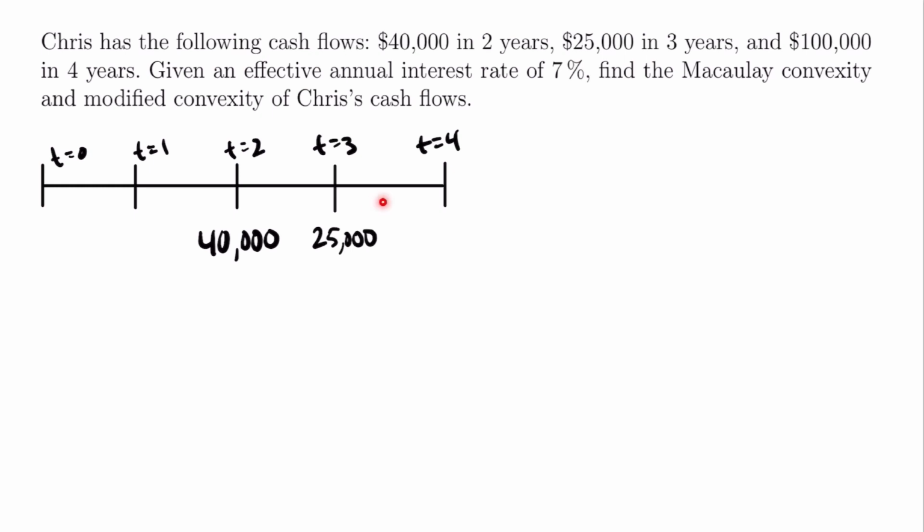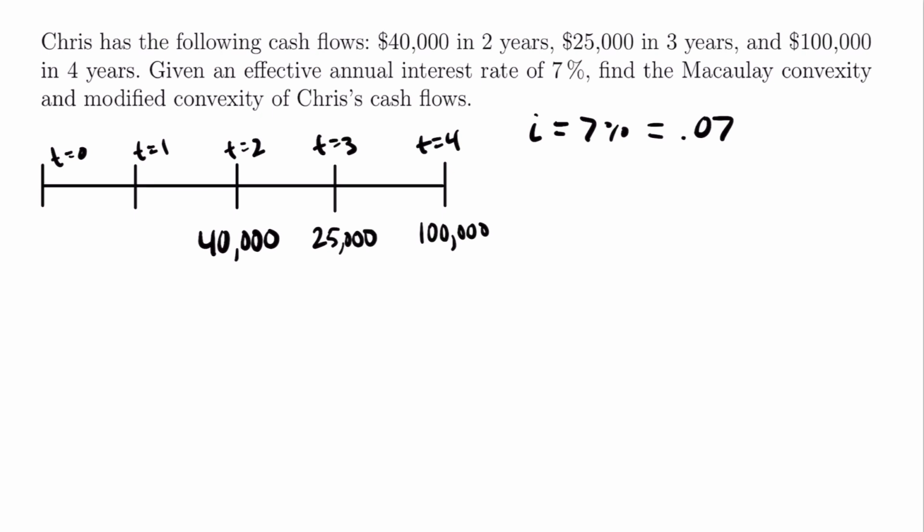And then the last cash flow that we know about is this $100,000 in 4 years. And so once again, if we're starting at time equals 0, 1, 2, 3, 4, takes us to time equals 4. So right here we have a cash flow of $100,000. All right, now the only other thing that we're told about in this problem is that Chris has an effective annual interest rate of 7%. And so i equals 7%, which in decimal form is 0.07.